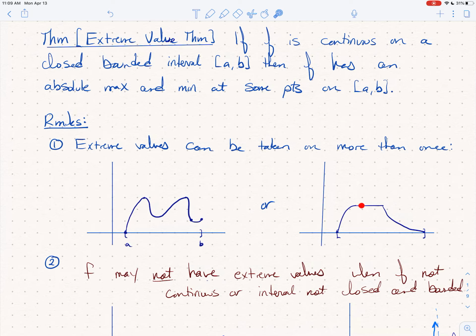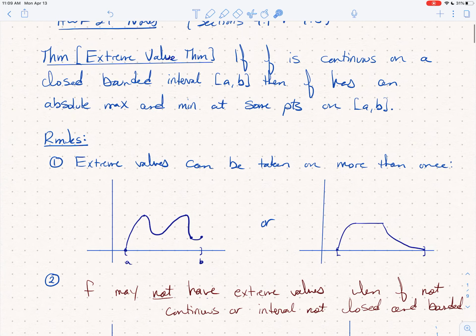Here's a function where the absolute max occurs infinitely many times, and yet both of them do not violate the theorem. The theorem just says there's at least one place where there's the absolute max and there's an absolute min. So here the absolute min is 0, here and here. Here there's 1 absolute min, 2 absolute maxes, so on and so forth.